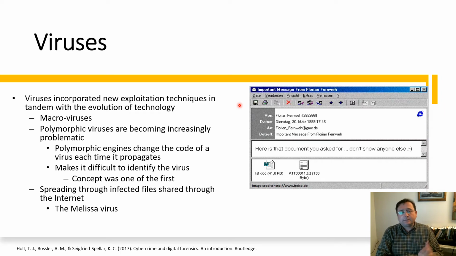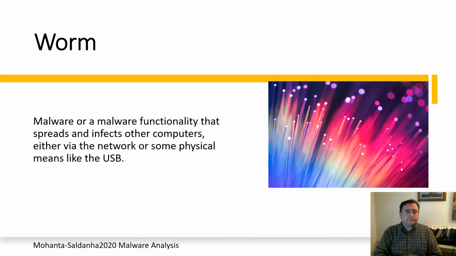So viruses can spread through infected files shared through the internet, and the Melissa virus was an example of a virus which infects other computers through infected files shared through the internet. A worm is similar to a virus in terms of its propagation, but there are still some differences between a worm and a virus. A worm is malware that spreads and infects other computers, like viruses, either via the network or some physical means like a USB.